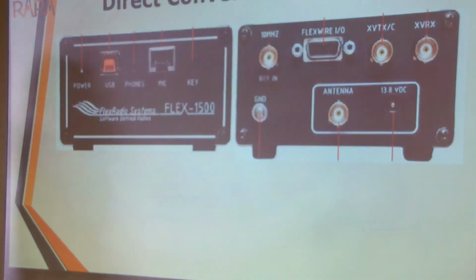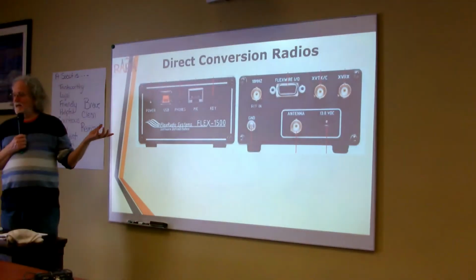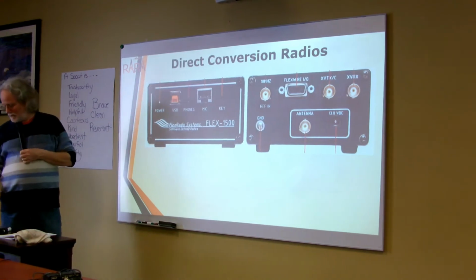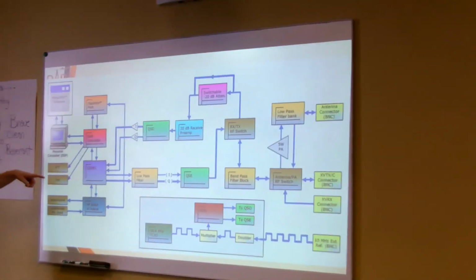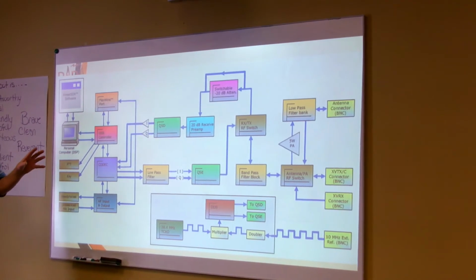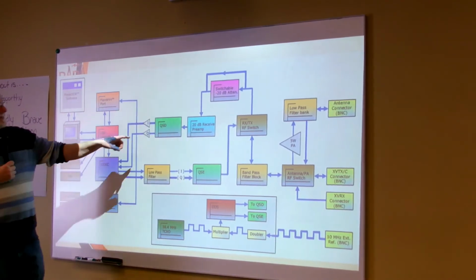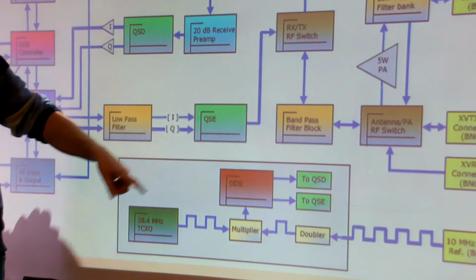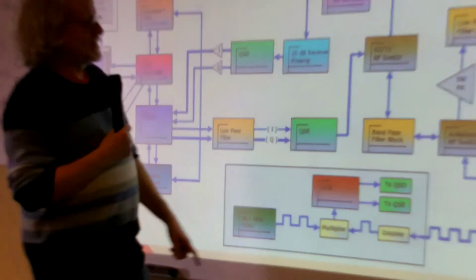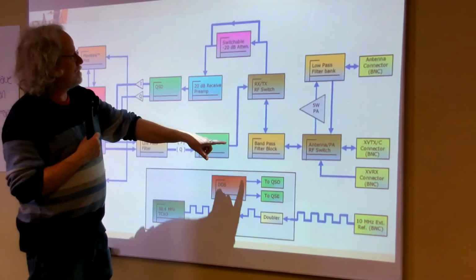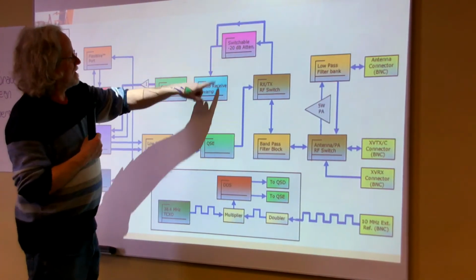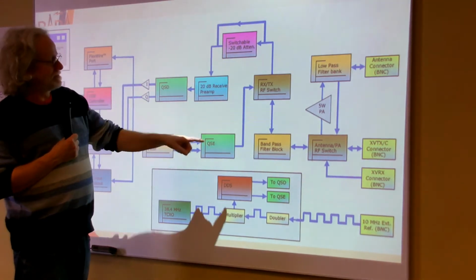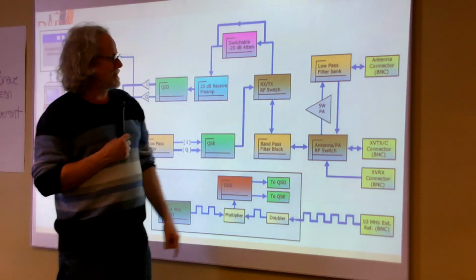Okay, so the next one is this Flex 1500, the proverbial black box. There's nothing there, a bunch of connectors. The only time you know what's on is this little blue light comes on when you push the button. And so they have a similar block diagram. They drew it differently, but here's the receive Tayloe mixer, here's the transmit Tayloe mixer. So you start here at the antenna, you come in through some bandpass filtering, receive filter, and they have attenuators. You have an amplifier for transmit.